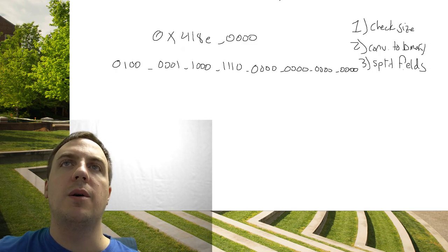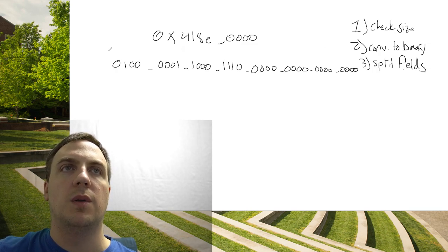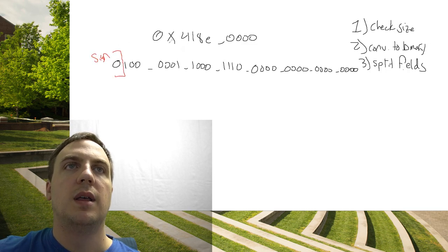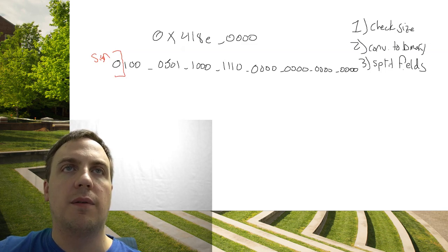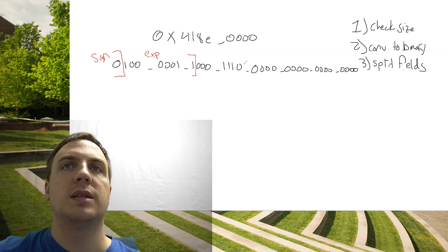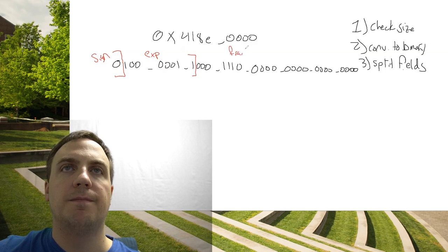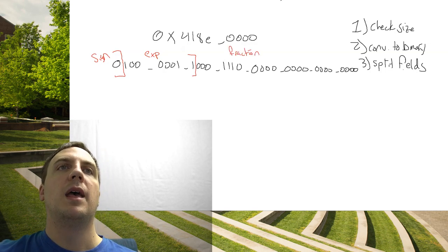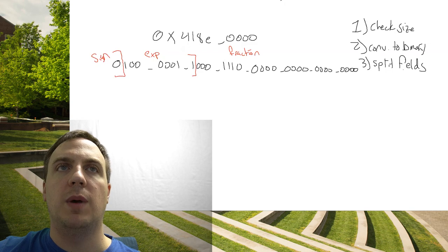Okay, now we know that this is a 32-bit number, so the very first bit is going to be the sign. So this is our sign. The next 8 bits is going to be our exponent. So we have 1, 2, 3, 4, 5, 6, 7, 8. Okay, and then the rest is going to be our fraction. Now we have the sign, we have the exponent, and we have the fraction. So let's write those out.